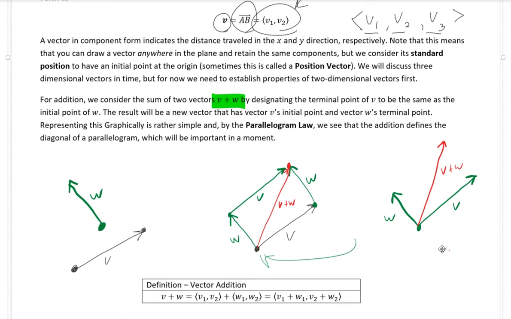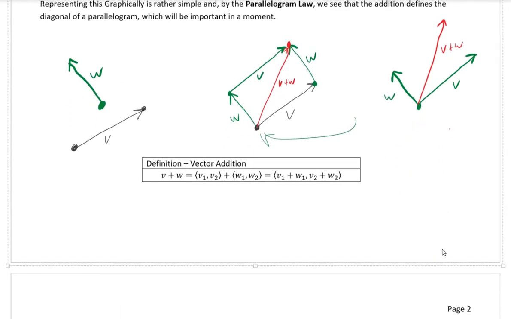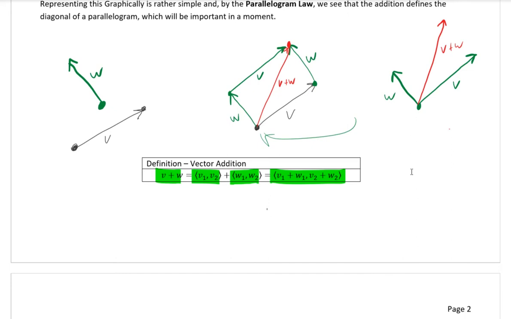Overall, the components of the vectors follow as we have right here. You take V plus W, which is going to take the components of V plus the components of W, and what you're going to get is a new vector. Note that we got a new vector V plus W in red, and that new vector is defined by the X components added together and the Y components added together. That's how we do vector addition. So we've shown how to do it graphically and how to do it with calculations.